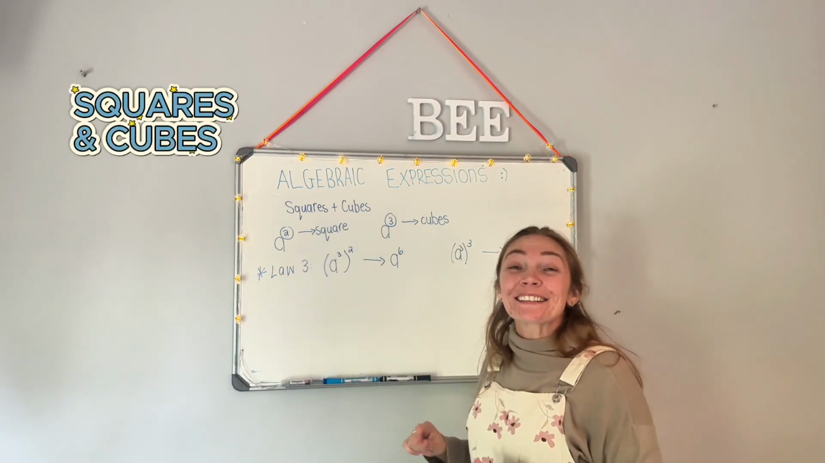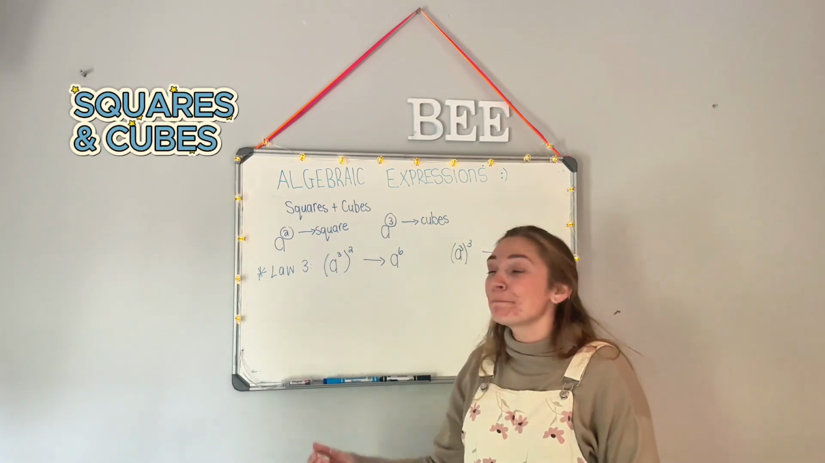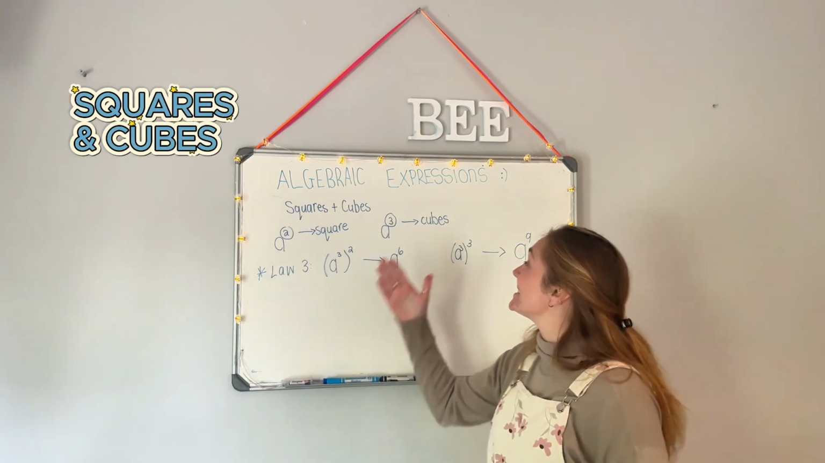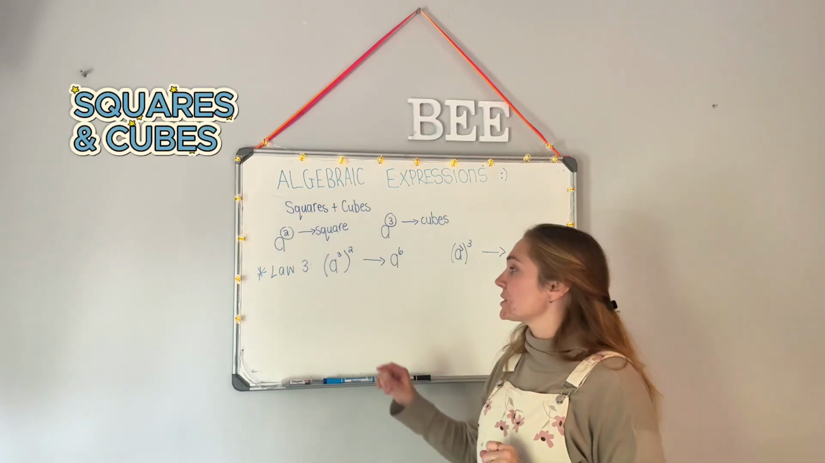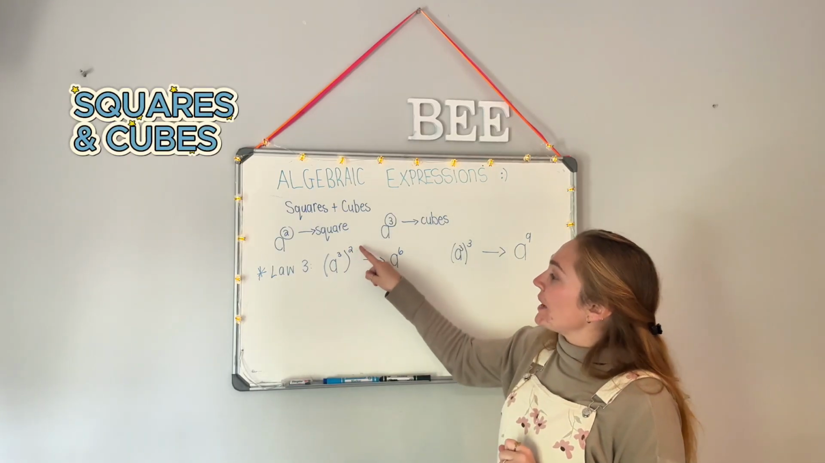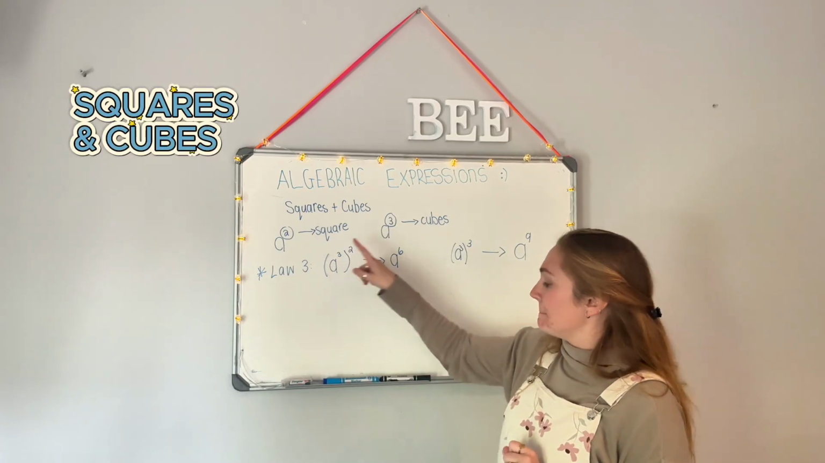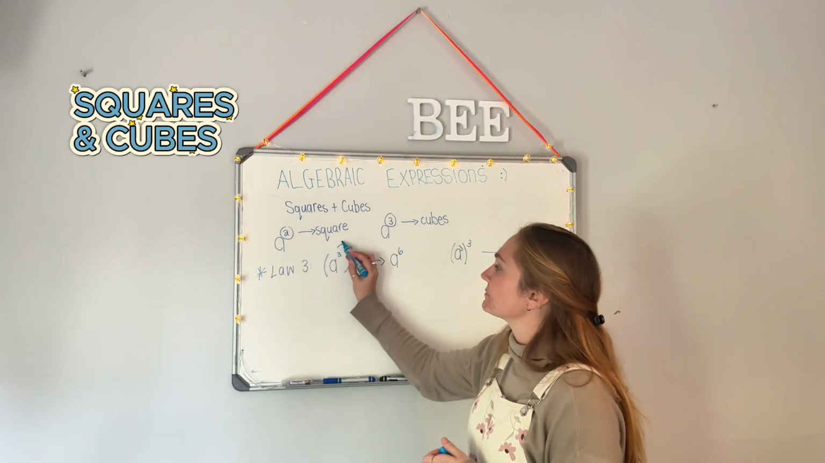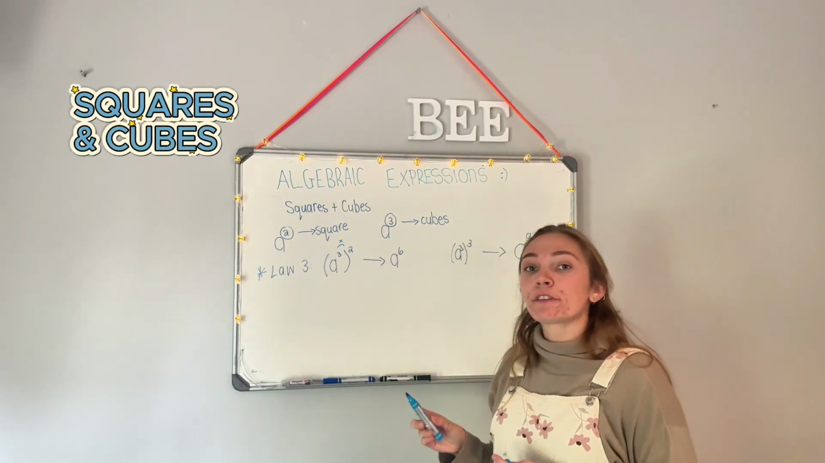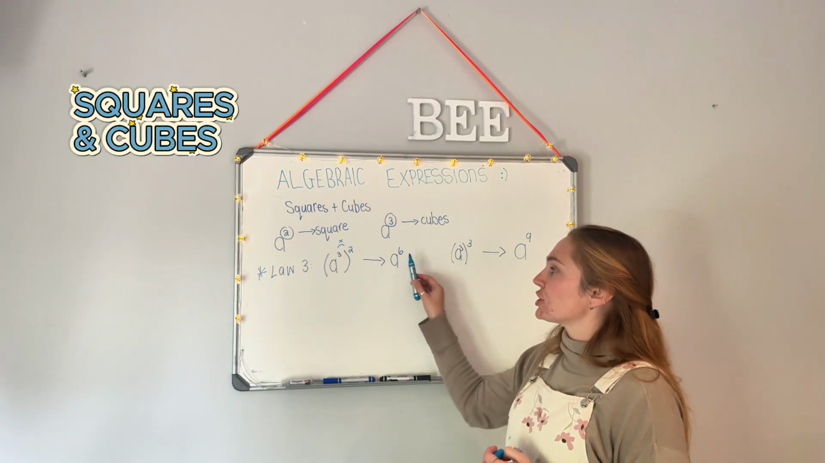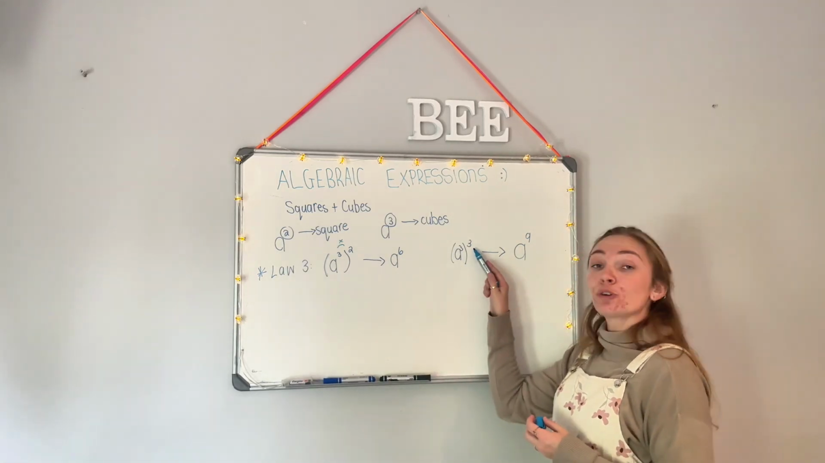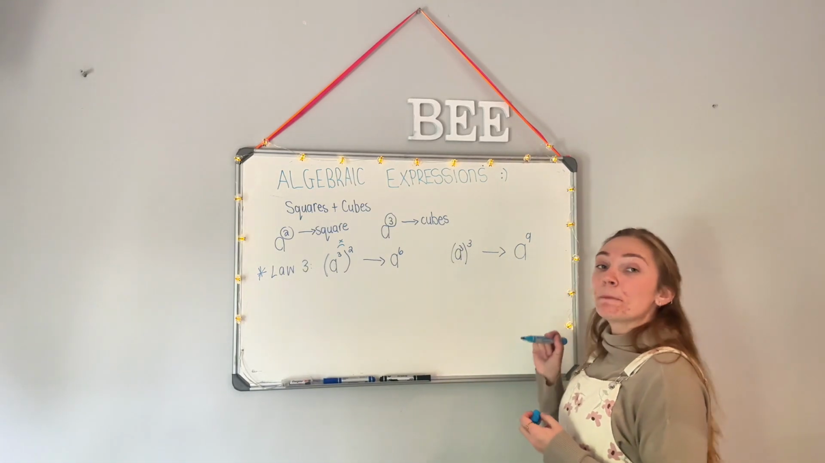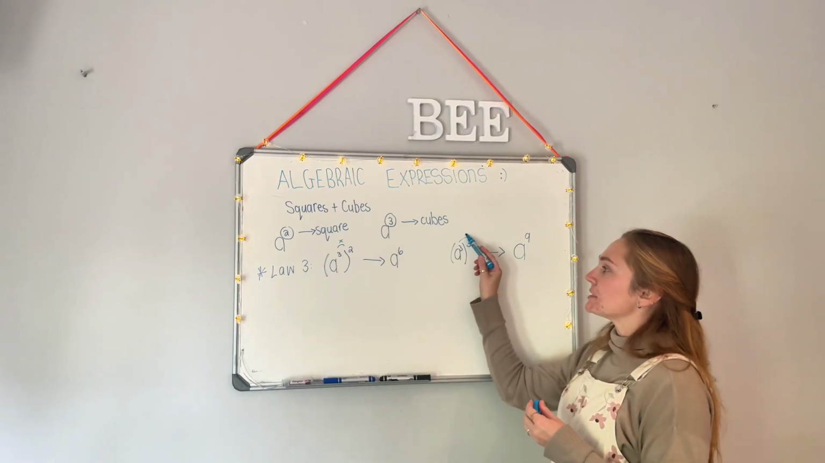Squares and cubes. Any exponent that's a 2 is a square, and an exponent that's a 3 is a cube. So I want you to remember law 3 of our exponential laws, that says that when our exponent is directly outside of the bracket, it multiplies in. So a to the power of 3 squared is equal to a to the power of 6, 3 times 2. Then a to the power of 3 cubed is equal to a to the power of 9, 3 times 3.